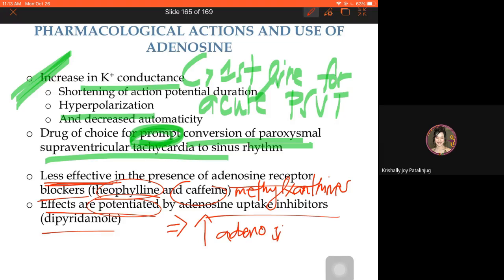Sa reuptake kasi, pag sinabing uptake, okay, walang inhibition ha. Pag reuptake process or uptake process, nababalik ang adenosine sa vesicles or sa storage area niya. So, hindi siya available for action. Therefore, kung i-inhibit natin ang reuptake process, i-inhibit yung uptake process, maraming adenosine ngayon ang available for binding, for actions. Kaya, napopotentiate, okay, na greater ngayon yung activity ng adenosine. So, another drug interaction din siya, kasi potentiation yung effect niya. Okay, ni dipyridamole together with adenosine.